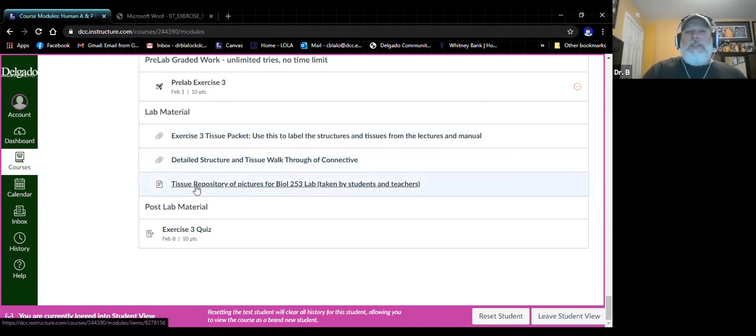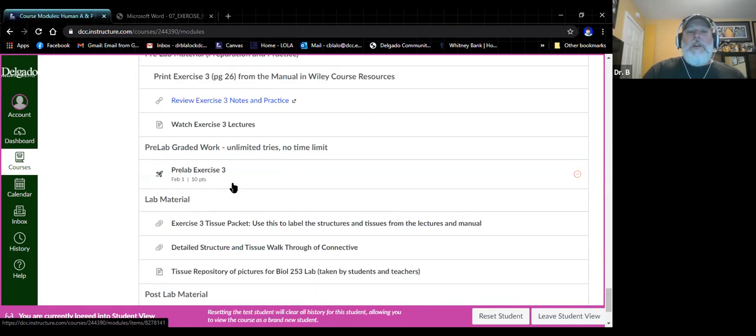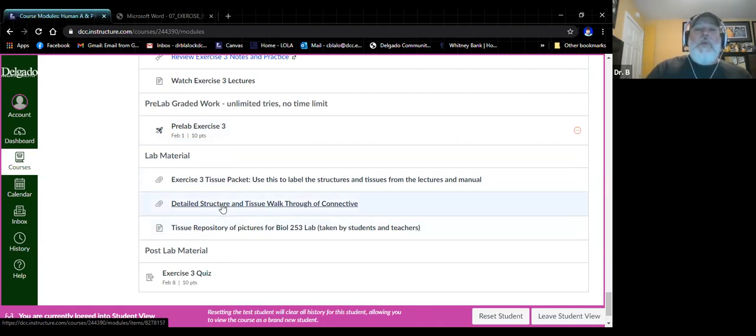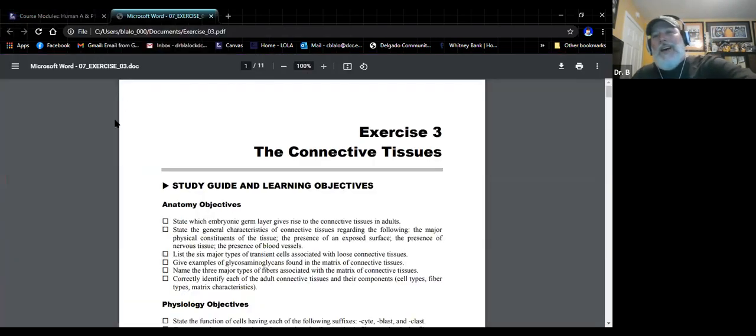And then again, utilize this repository here. This is the same tissue repository that we had linked to in the last lab right here. But definitely go in the tissue repository and look at some of the slides in the tissue repository, as well as studying the slides from the connective tissue walkthrough right here. All right, so these are the resources you want to use for this week's lab, and this is the one I'm going to primarily use today as well. All right, well then let's get started on today's lab.